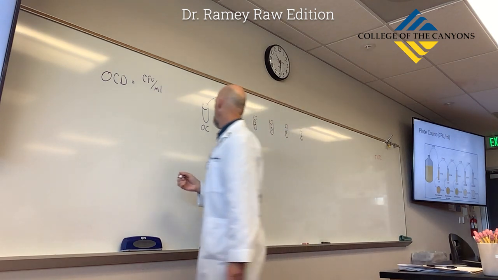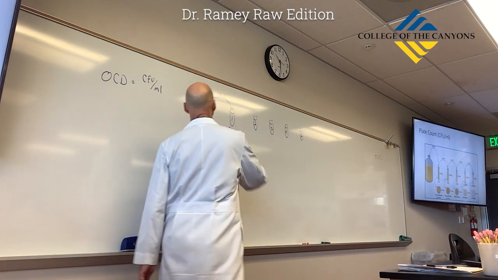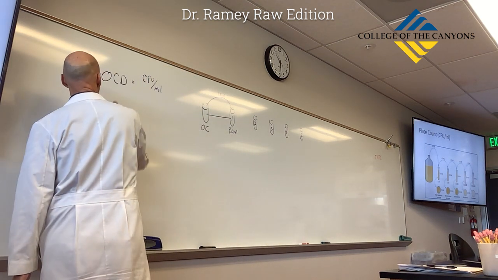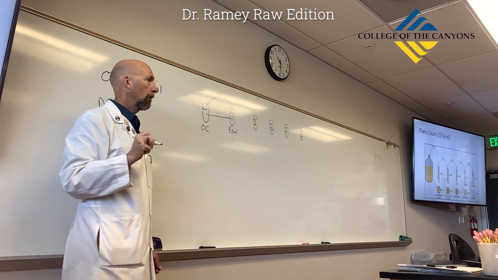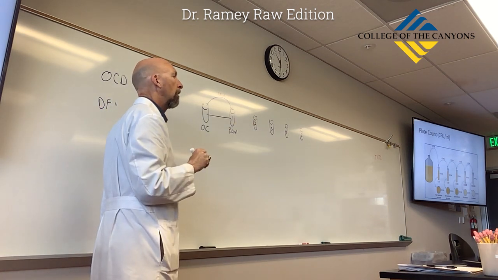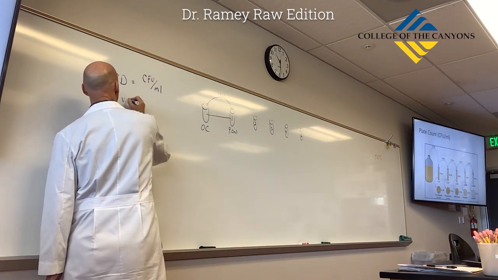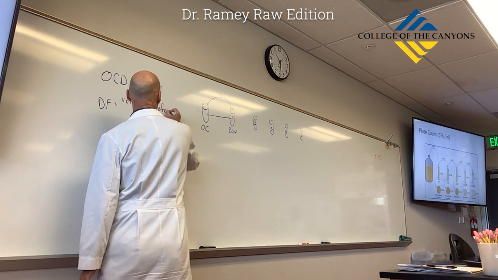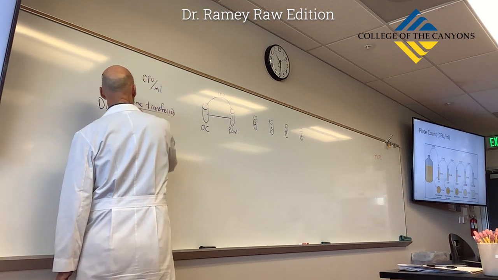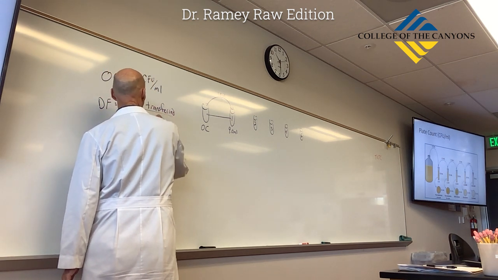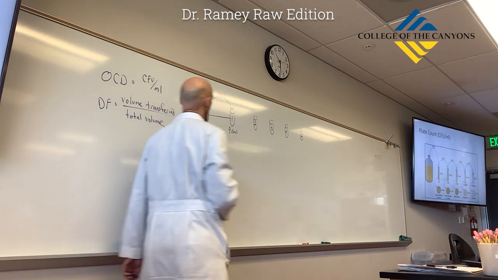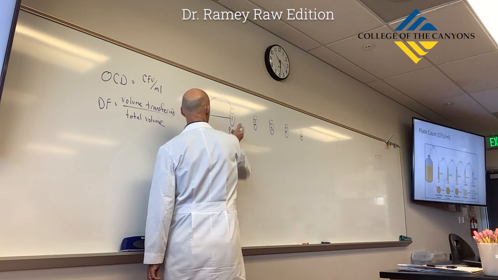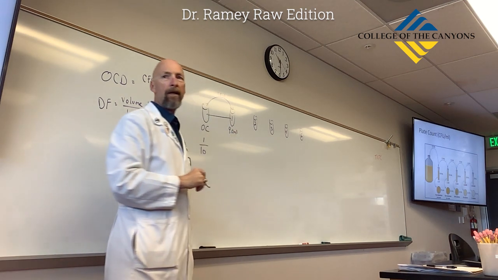And what is the formula to calculate the dilution factor from the original culture to tube number 1? What's the formula for calculating dilution factor? Volume transferred over total volume. That's right. Volume transferred over total volume. So in this case, it's 1 plus 9 is the total volume, so 1 over 10.